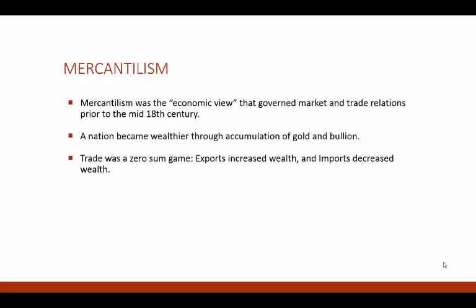The mercantilist ideology with respect to international trade suggests that a nation becomes wealthier if it's able to accumulate more gold, silver, and precious metals. Trade was therefore a zero-sum game because exports meant more gold would be acquired, and imports meant the need to give up gold and silver in order to pay for those goods.